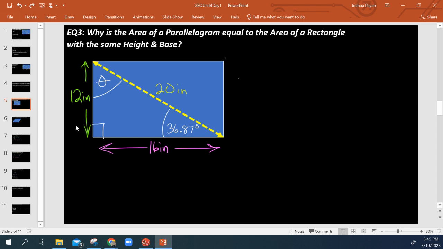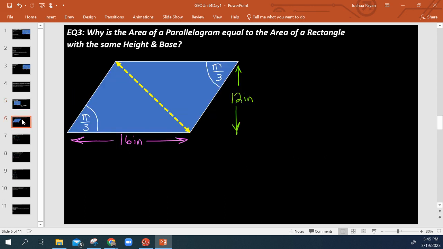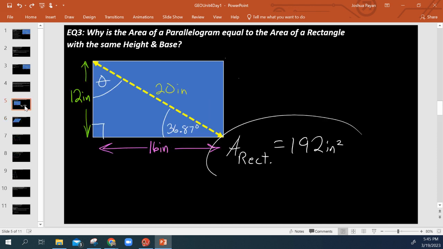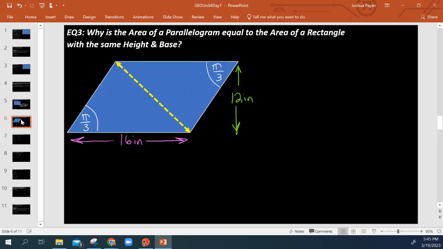So we already know from the previous example, the area of this rectangle here was equal to 192, not yards, square inches. And we're going to see when we have a parallelogram that has the exact same height and base, it's going to have this same exact area. The way we would do that, we're going to treat this parallelogram like it's a composite figure. We're going to break it into three different polygons.